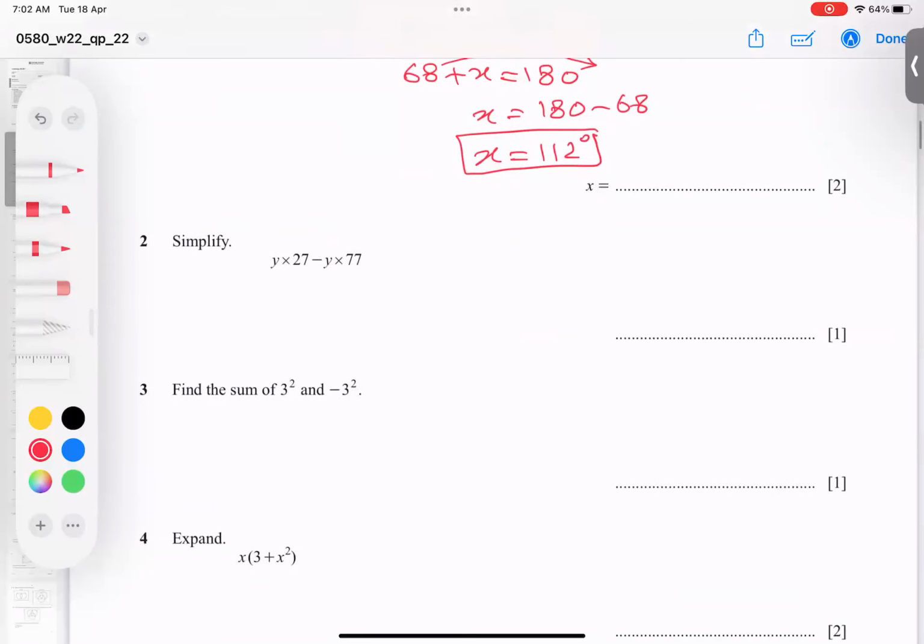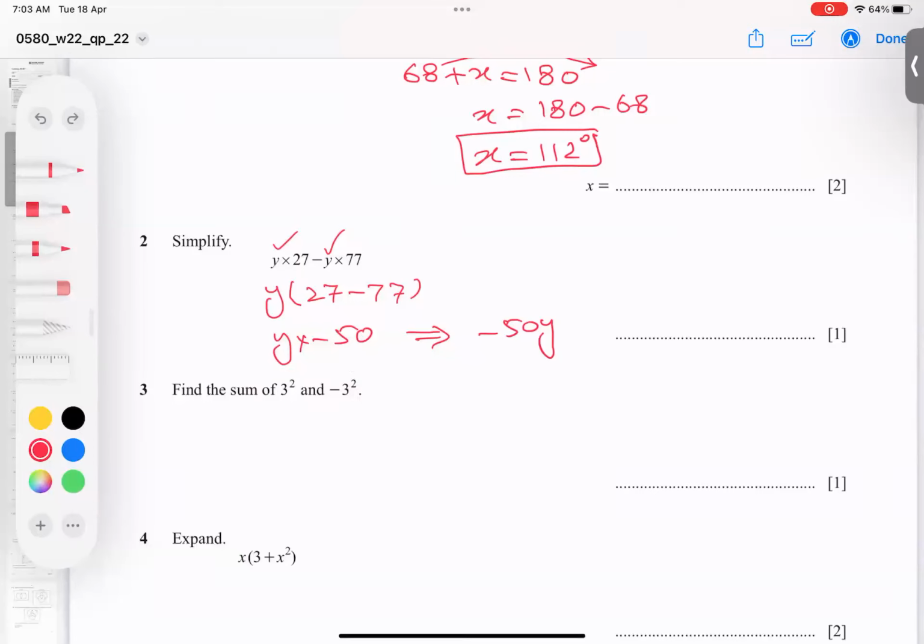Next question. We can directly subtract the numbers, but some students may be confused about what is being done. So do one thing: we take y common, and we get 27 minus 77. I repeat, this y, I have taken common. And inside, when you subtract these two, you get negative 50. So y times negative 50, or you write negative 50y. Both are correct answers.